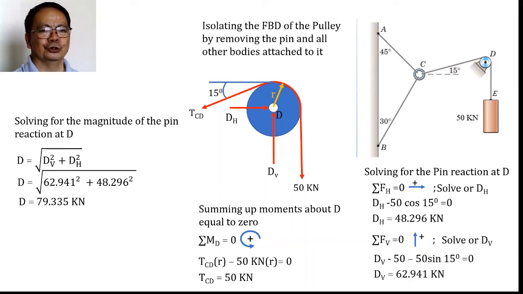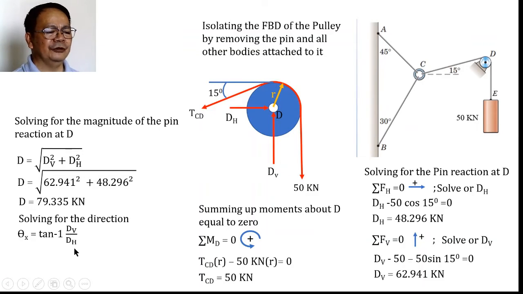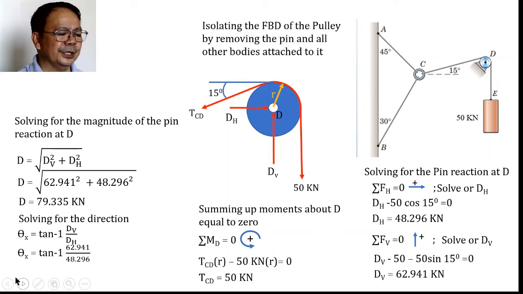79.335 kilonewton. And this will be inclined at an angle equal to arctangent of dV over dH, so that if the values of dV and dH are substituted in the equation, then theta sub x will be equal to arctangent of 62.941 over 48.296. Diba? Pero hindi ako dyan natatapos.